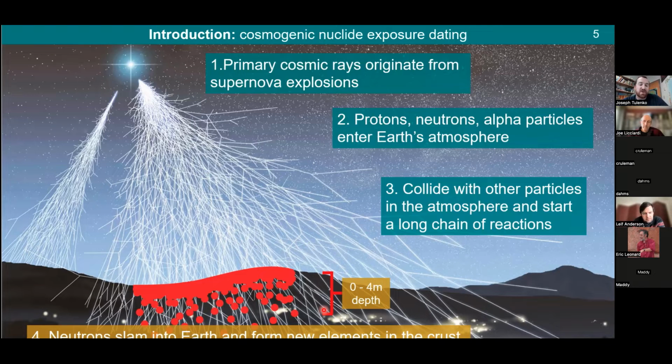And all of these chain reactions make their way down to Earth's surface, still with enough energy that they can penetrate through the Earth's crust and make new nuclides in the Earth's surface. And I note here that this happens primarily from 0 to 4 meters depth, with diminishing concentrations lower with depth. So most of the production happens right around near the surface.